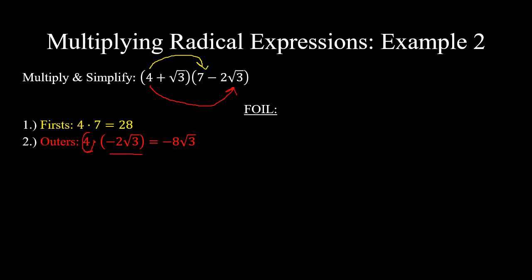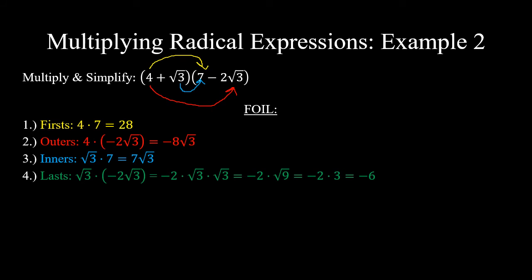The 4 is not underneath the radical, so we're just going to multiply it together with that negative 2, which gives us negative 8, and our square root of 3 stays the same. So 4 times negative 2 square roots of 3 is negative 8 square roots of 3. Okay, now we go to the I, which is our inners, and that's our square root of 3 times 7. 7 is not underneath the radical, so we can't multiply it by the 3. It's just going to hang on the outside. So we have 7 square roots of 3.